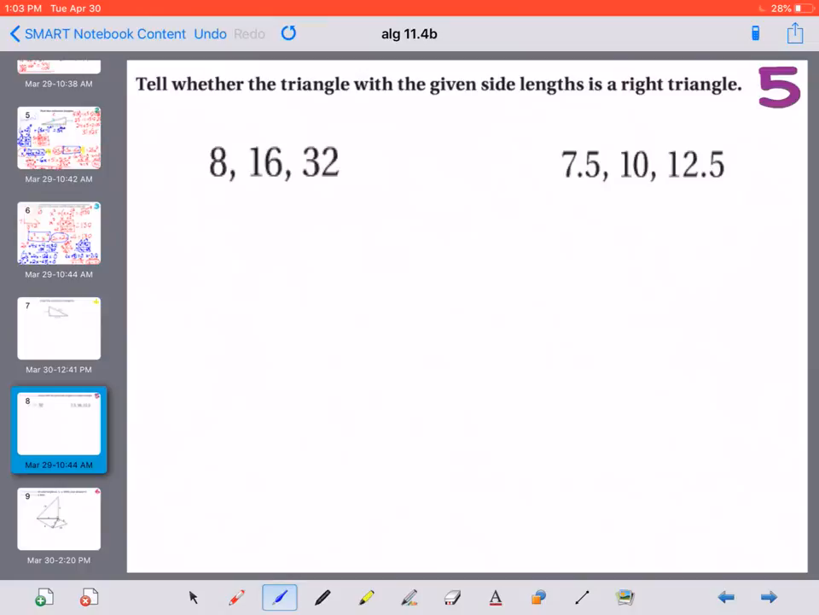We're going to tell whether the triangle is a right triangle. Okay, so I see 8, 16, and 32. I know 32 has to be C because it's the biggest, and we'll say 8 and 16 are A and B. So we will have 8 squared plus 16 squared equals 32 squared. Now if 8 squared plus 16 squared equal 32 squared, then I have a right triangle. So let's figure this out.